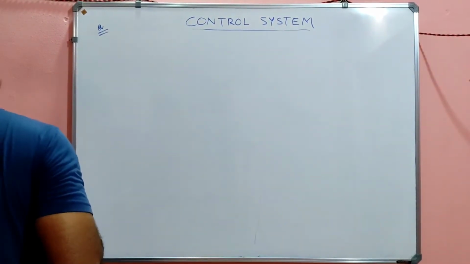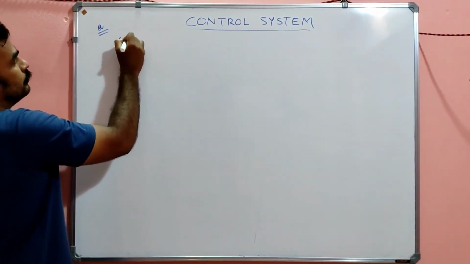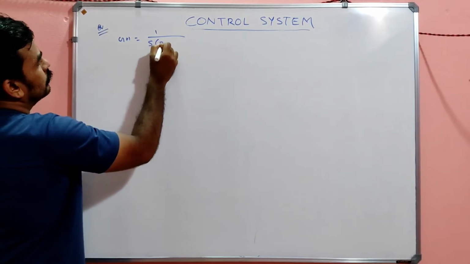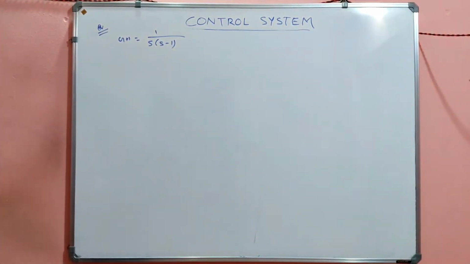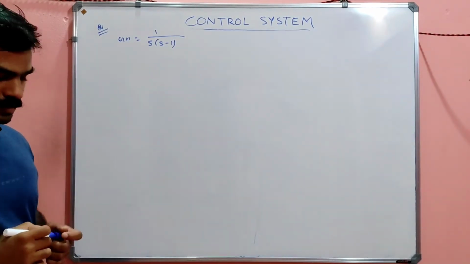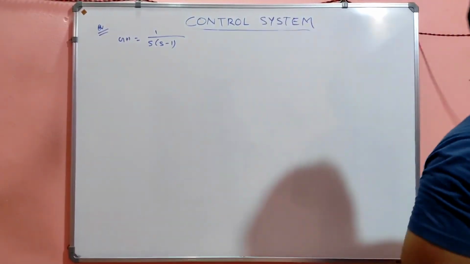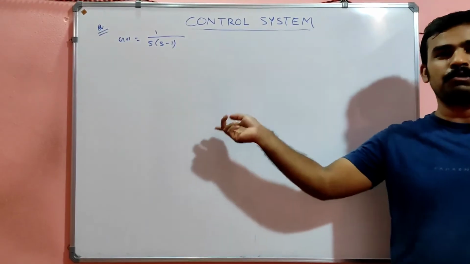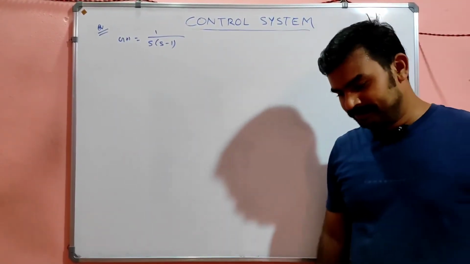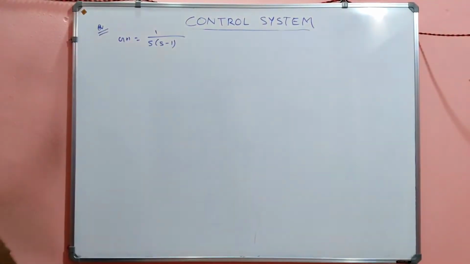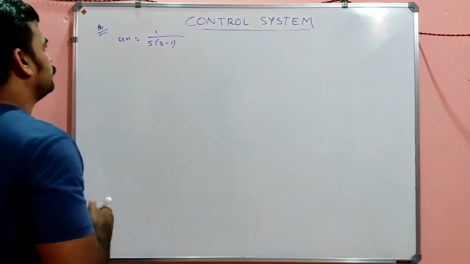Next question, very important question: 1 divided by s into s minus 1. Can you tell me the difference of this question compared to all the previous questions? Did you find any difference, my dear, compared to the previous problem?